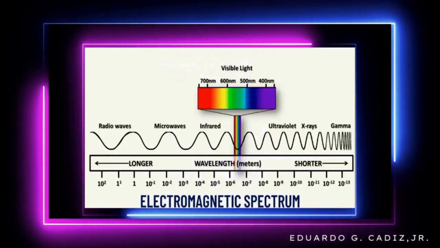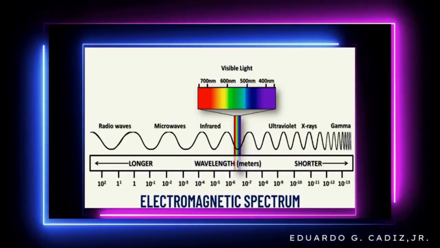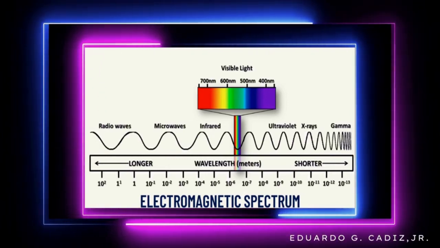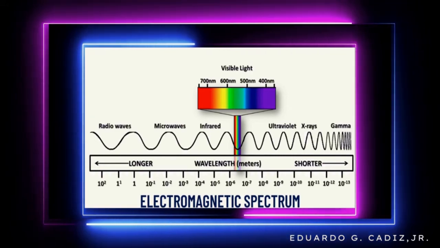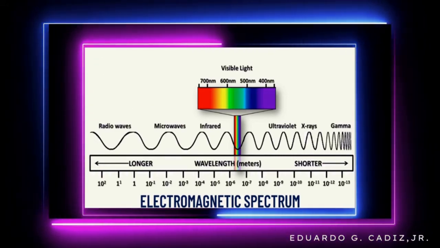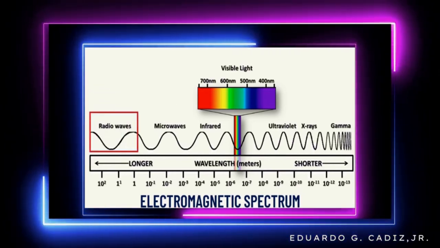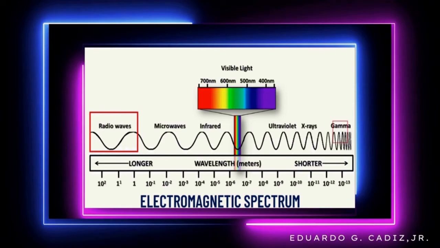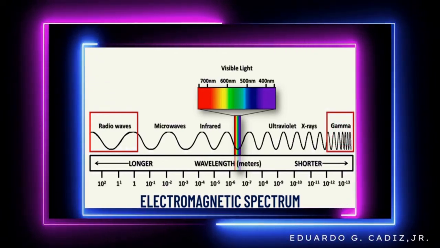The electromagnetic spectrum is where the electromagnetic waves are arranged in increasing frequency. Observe the illustration. Which wave has the lowest frequency? How about the wave that has the highest frequency? As can be seen in the illustration, radio wave has the lowest frequency, and gamma rays have the highest frequency.